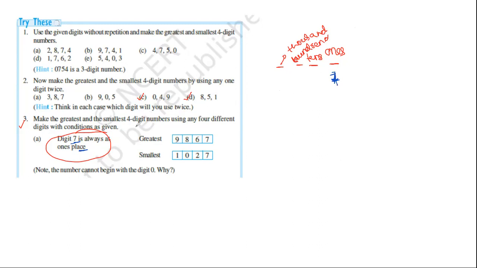He's saying any 4-digit number you can take, any 4 different digits you can take. So that means 0, 1, 2, 3, 4, 5, 6, 7, 8, 9. Any 4 digits I can take. He has fixed this 7. Okay.